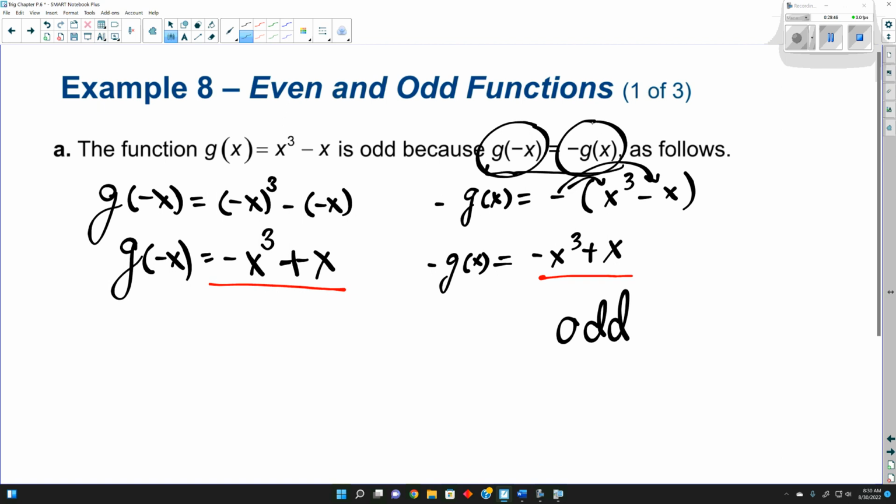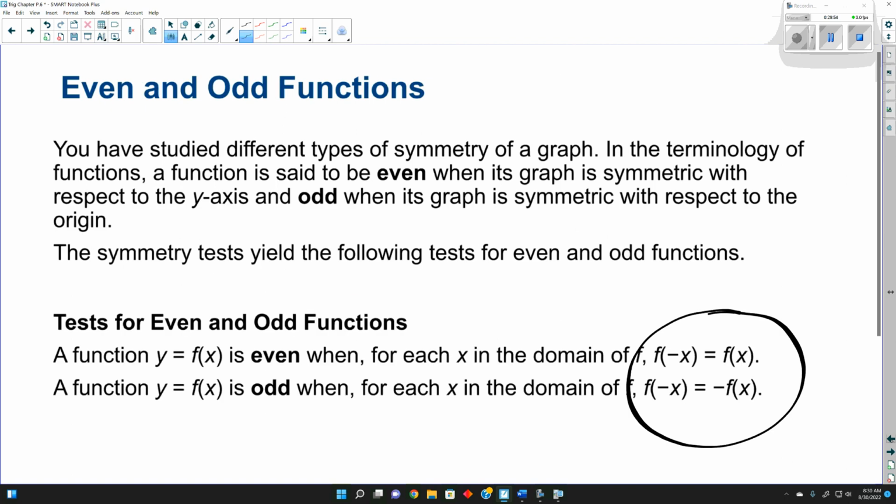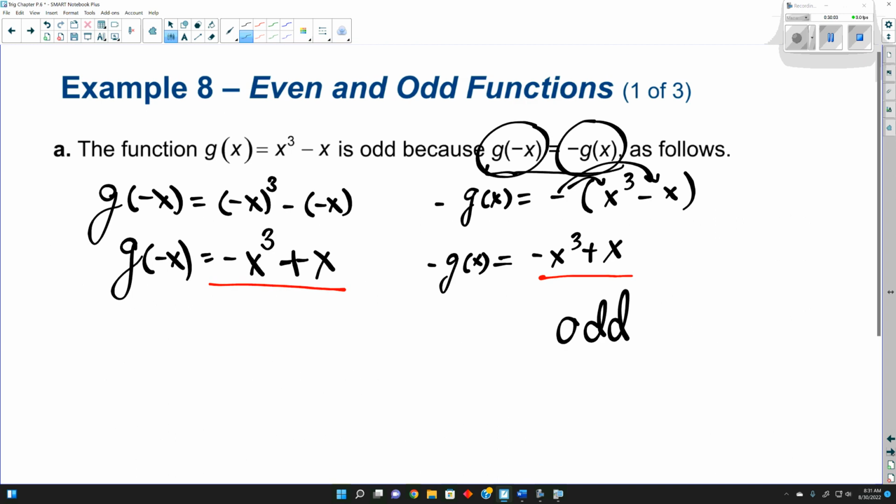And that's it. Now when I do these, I always check to see if it's even first. Because by definition, even is saying: when we plug the negative x in for x, does f of negative x match up to f of x, our original function? So for this, I found g of negative x. Well, are these two the same? No, so it's not even. Then we can apply the negative to the outside to see if it's odd. And then that's it.